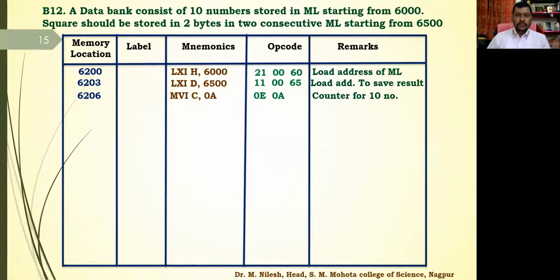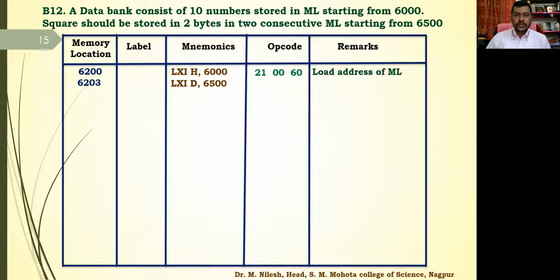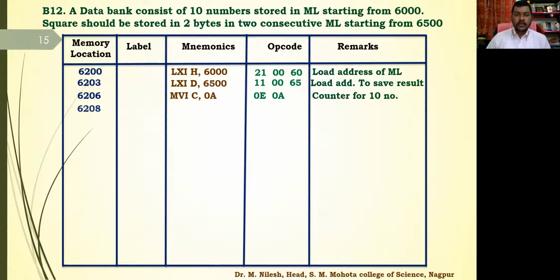This is for the subroutine that we have done. After that, it will return back. Then we have analyzed this. We have written this at 6200, this is the main program. We have loaded HL by 6000. We have loaded the DE pair by 6500. We have loaded register C with 0E, that is the counter. We have pushed that data for temporary storage in the stack.